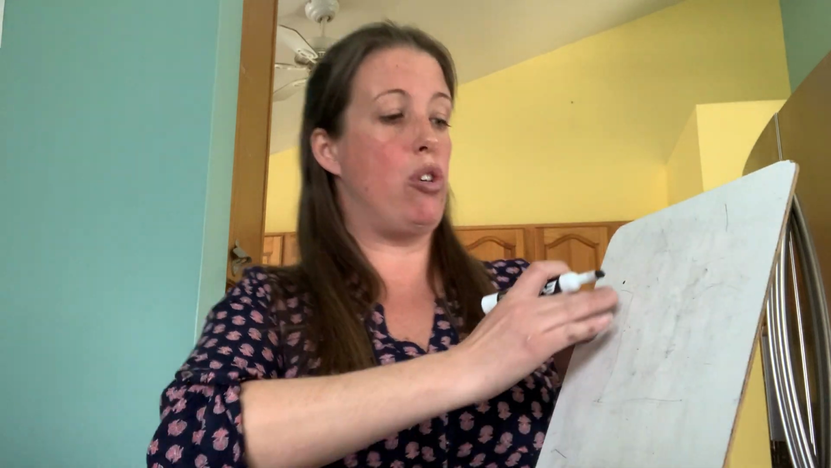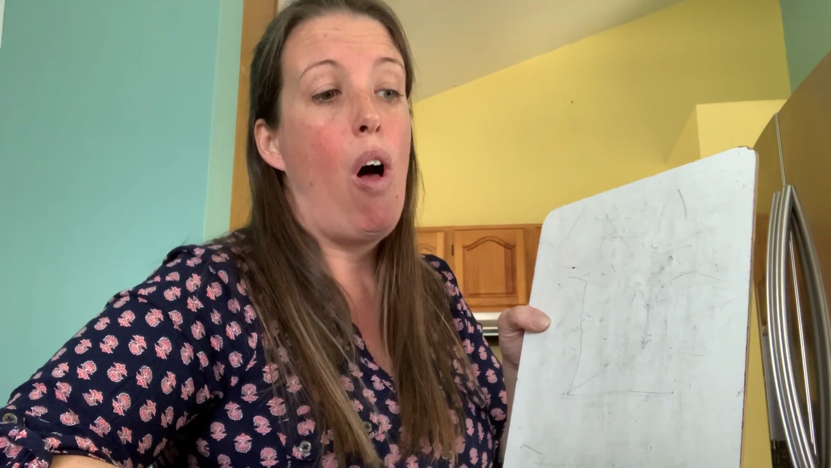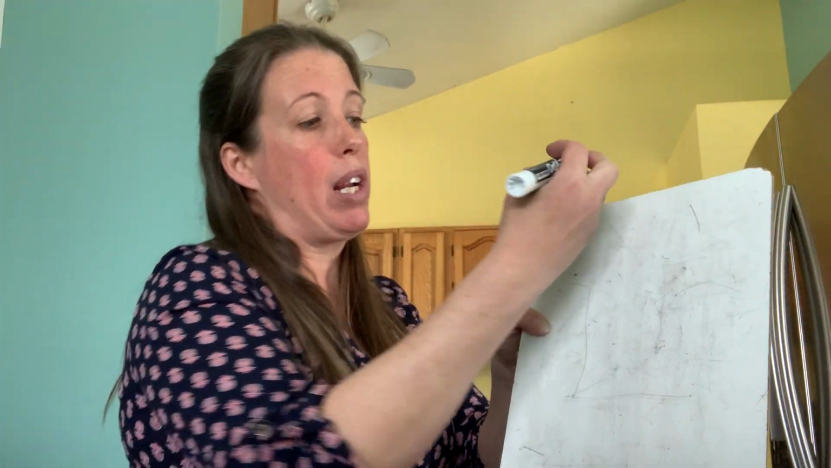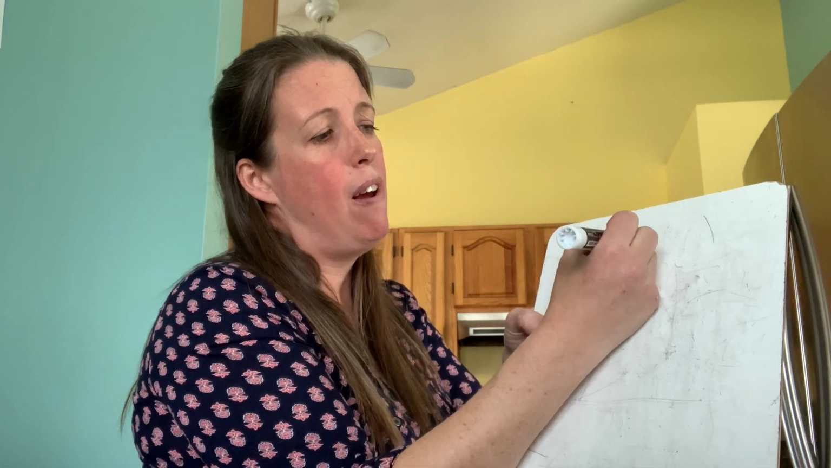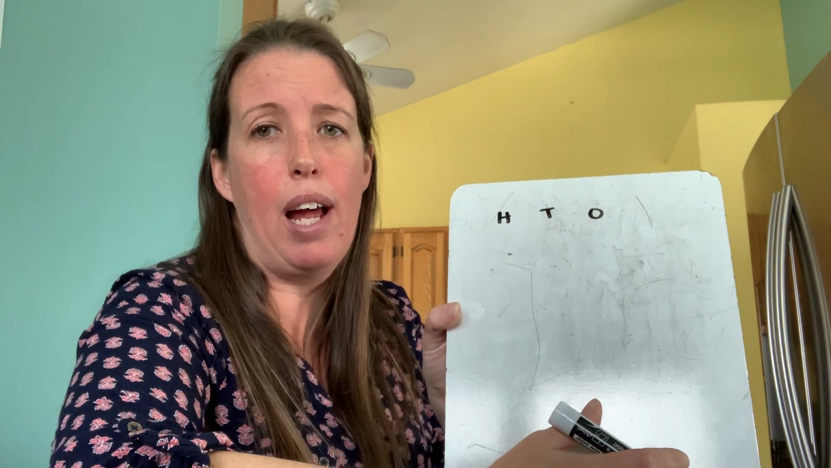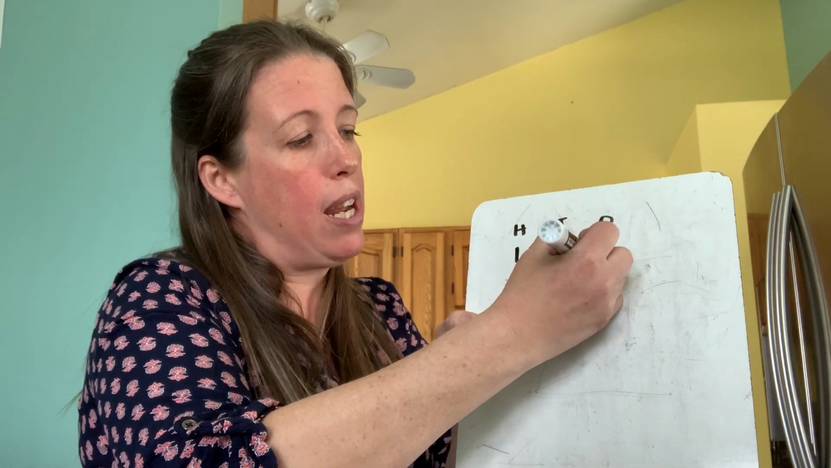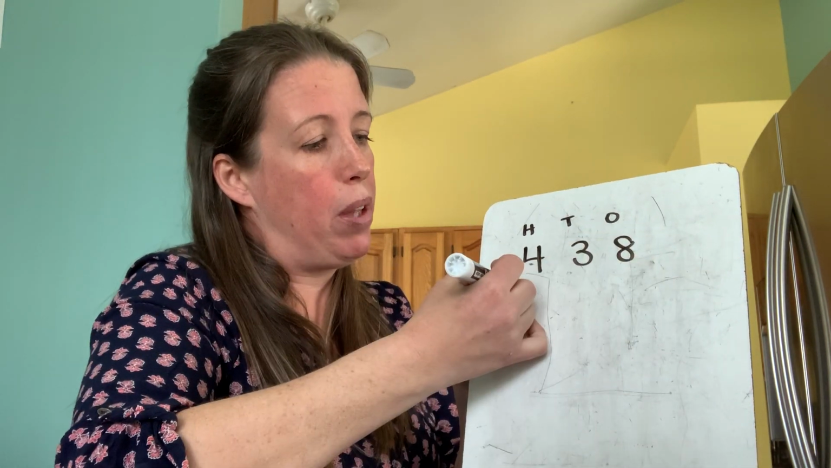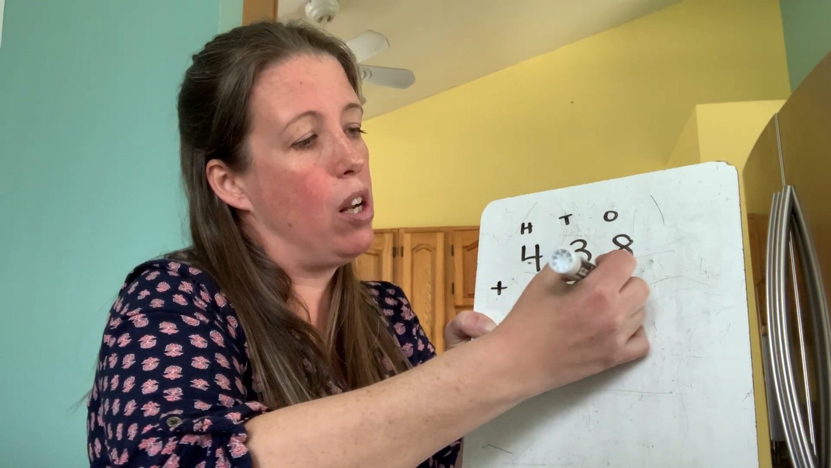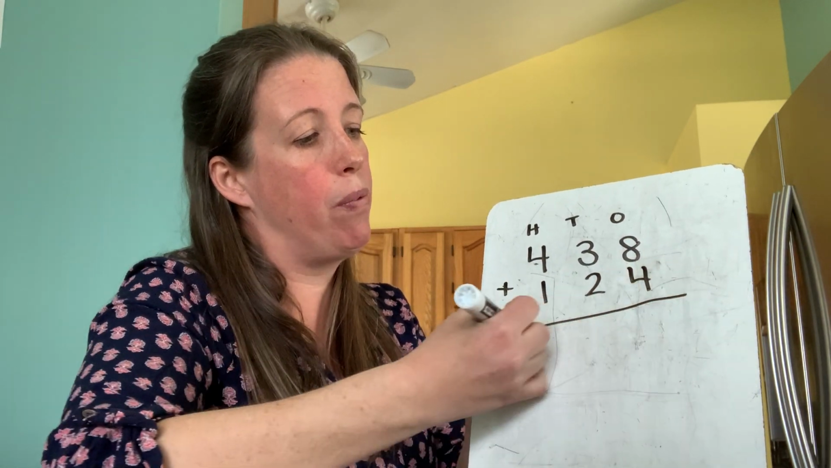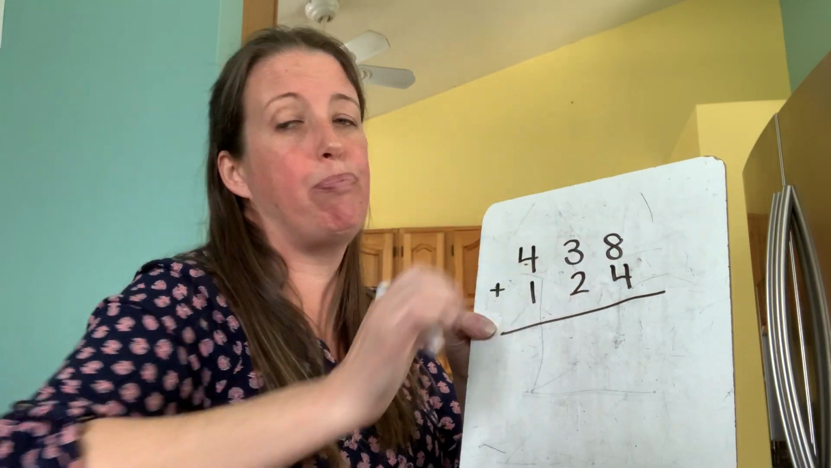So we're going to start first with the traditional method, also known as the standard. With 438 plus 124, I want to make sure all of my digits are lined up in the correct place value. You can even add this as just a little helpful organizer. 438 plus 124. So now I'm ready to add these up.